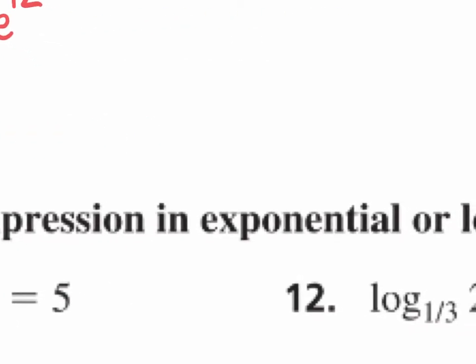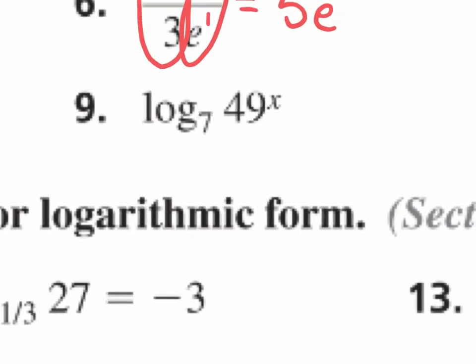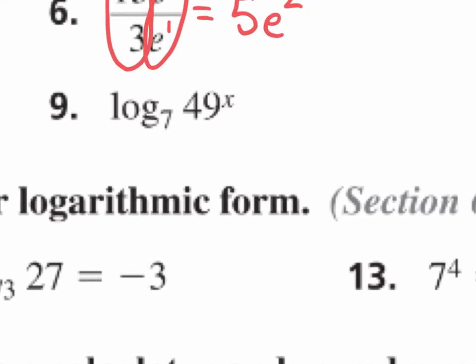Number 9. How do we simplify this? Awesome. We want to make this 49 look like a 7 because then it'll cancel out with our log base 7. So we want to get 49 to be 7 with some exponent up here. Perfect. This would be 7 squared. So we're going to change this 49 to be 7 squared. So we have log base 7 of 7 squared.